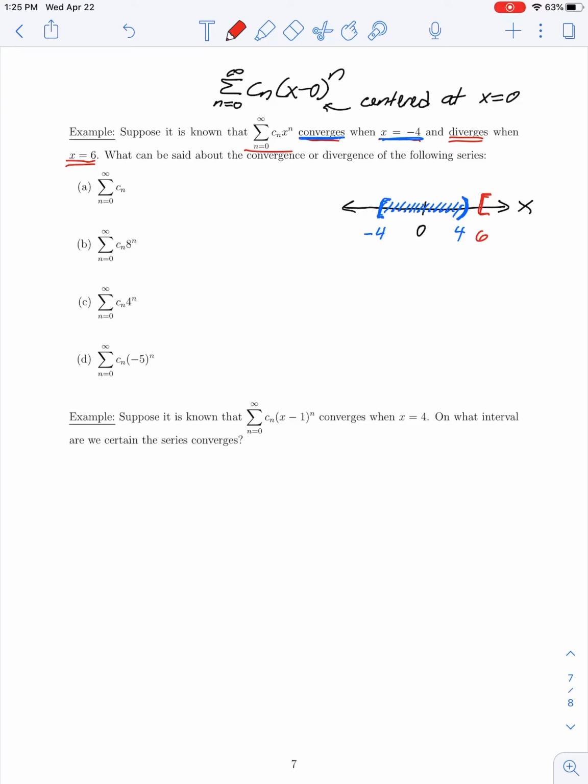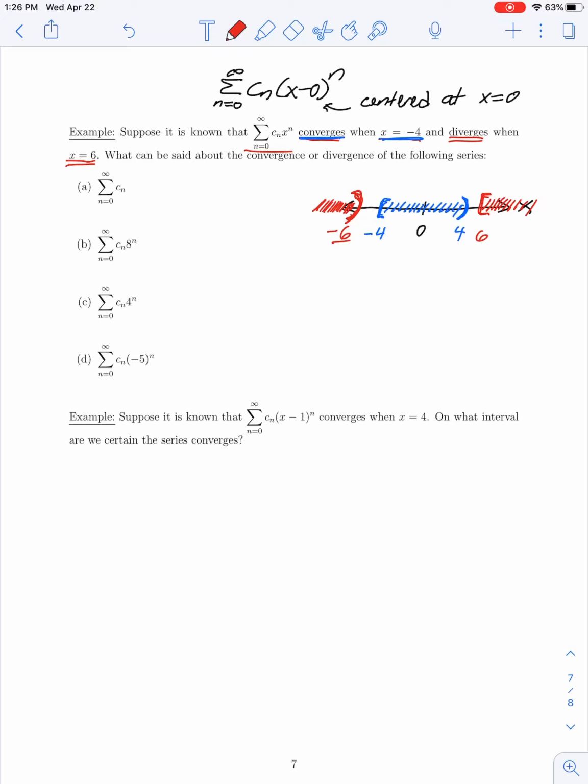So if I move 6 units or farther away from 0, we have divergence. So it follows that if I were to move 6 units or further to the left, I would also have divergence. Now I can't say anything about when x equals -6. So I know that I would have divergence for sure at x equals 6, but I could have convergence all the way up to 6, but not including it. So I can't say anything for sure about this left endpoint -6.